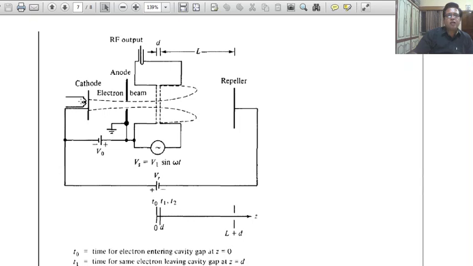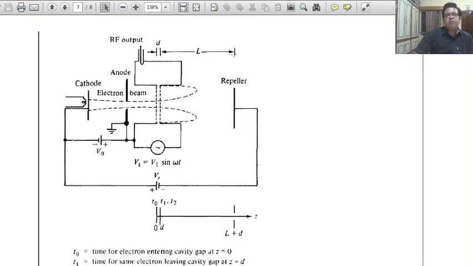Here we see that the cathode emits the electrons, and here is the anode, and a potential V0 is applied between the anode and cathode, which accelerates the electron beam. After accelerating, the electron beam enters the cavity. In the cavity, a sinusoidal potential is applied, Vs equal to V1 sin omega t. This gap is small d.